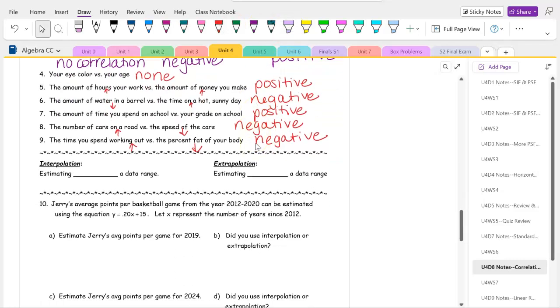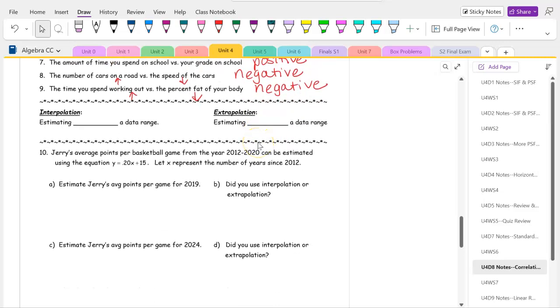All right, so 2 more vocab terms for you. You may have heard these in your science classes. So we have something called interpolation, which is estimating within a data range. And we also have something called extrapolation, which is estimating outside of a data range. All right, so let's see how we could use this.